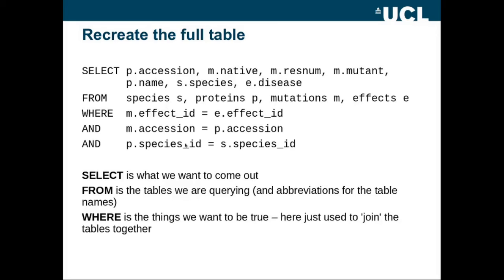And in these 3 statements we're joining the tables together, so we're making sure that the mutation effect ID is the same as the effects effect ID. We're making sure that the mutation accession is the same as the protein accession, and we're making sure that the protein species ID is the same as the species ID.